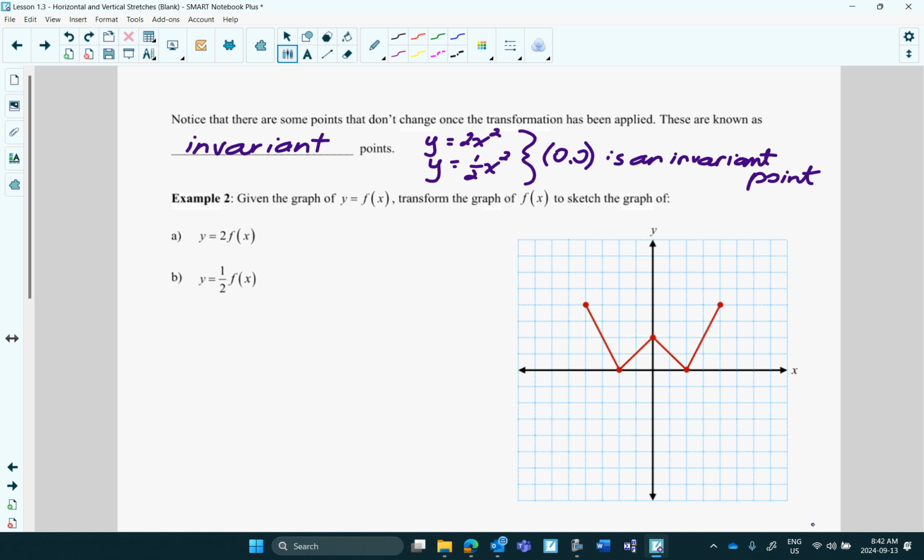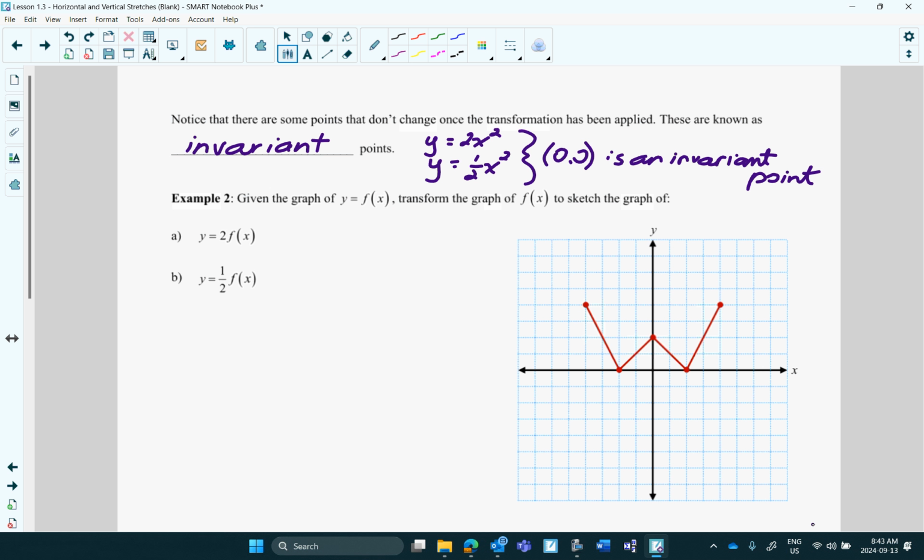Okay, just as another example, here we have another function that is in the shape of a W. I don't know what its equation is, so we'll just call it f of x. All I do know is that I am asked to take this function, f of x, and stretch it vertically by a factor of 2. Then I'm asked to stretch it vertically by a factor of 1/2.